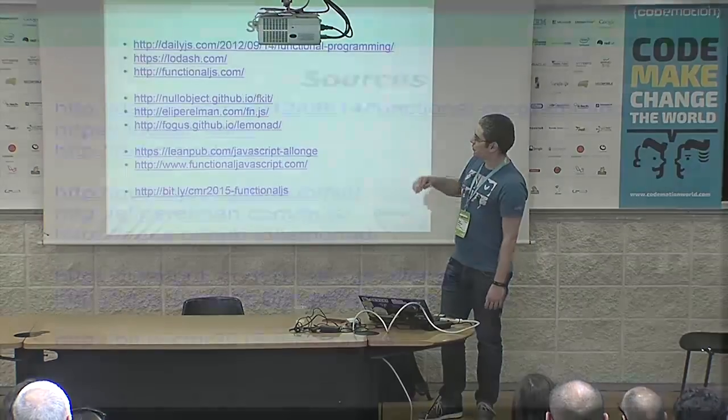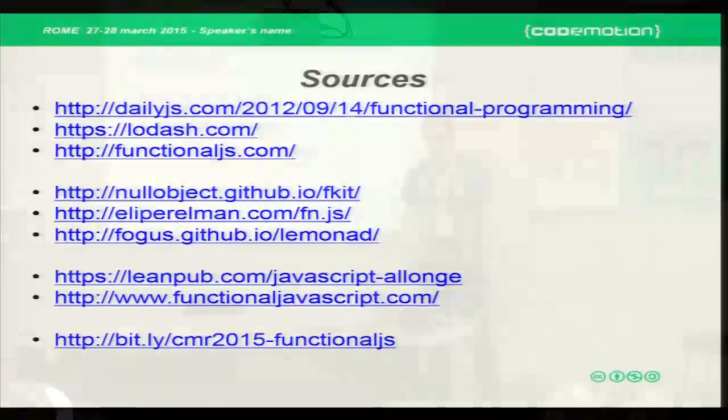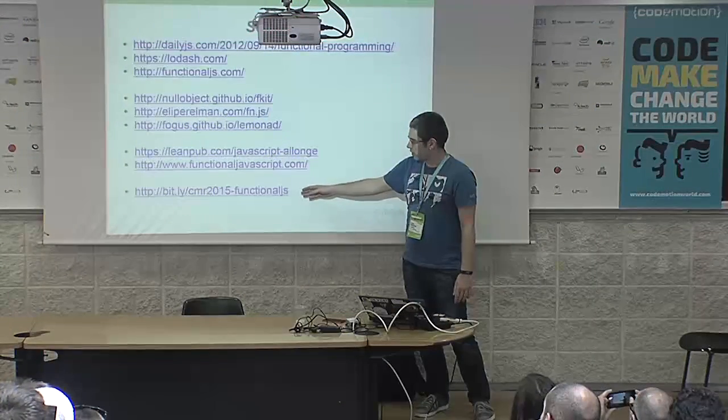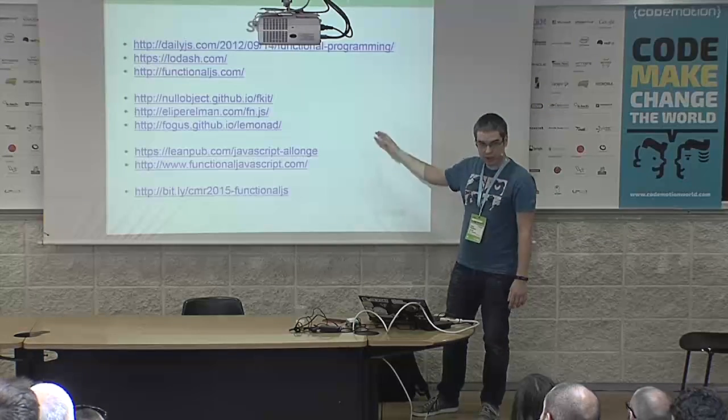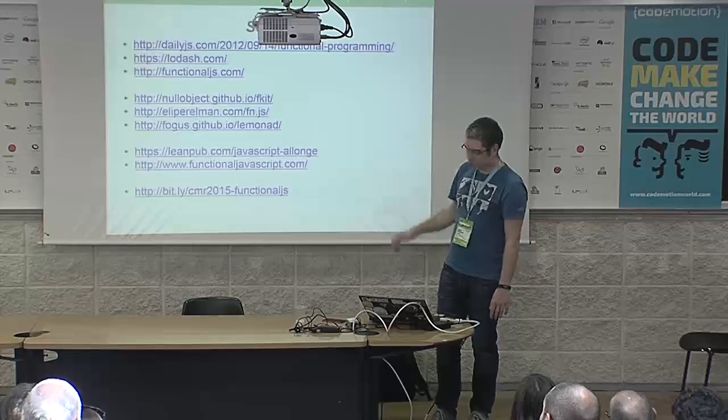So as I mentioned, those are the sources. Some sources of inspiration: this blog post, then LoDash and FunctionalJS that I've been showing you, some additional functional programming libraries for JavaScript, and 2 very interesting books, JavaScript Allongé, that you can read online on LeanPub, and also Functional JavaScript, which has been published by O'Reilly. I recommend both of them if you're interested in the topic. And finally, this shortened link to this talk and the code, which I have put on GitHub.